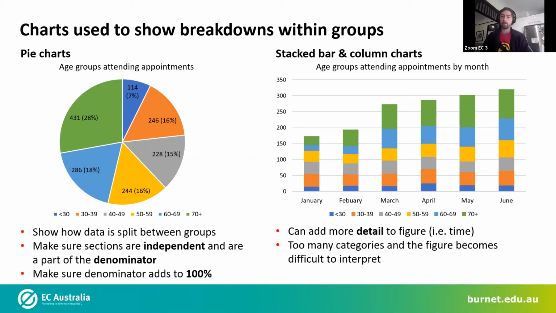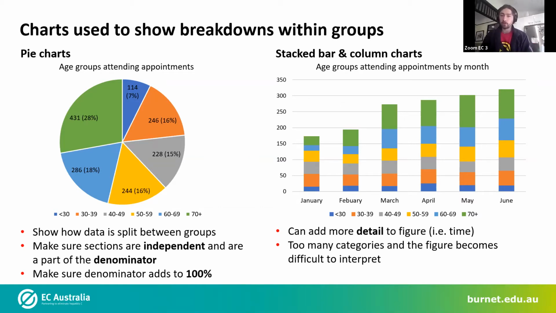You tend to just have a single kind of group that you're looking at. Some basic rules to make sure that you're always following are that the sections of the chart add up to 100% and that the groups are independent of each other, and they're all part of the denominator.